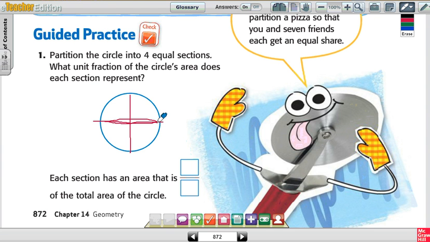Each section has an area that is 1/4 of the total area of the circle. So this section here is 1/4 of it. This section here is also 1/4. This section here is also 1/4. And this section here is also 1/4. Kind of like 4 quarters make a dollar, right?